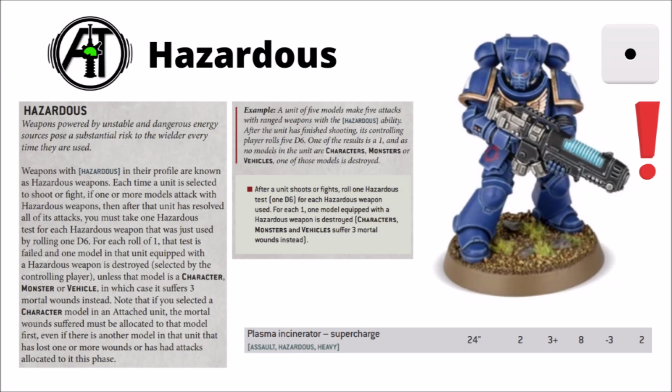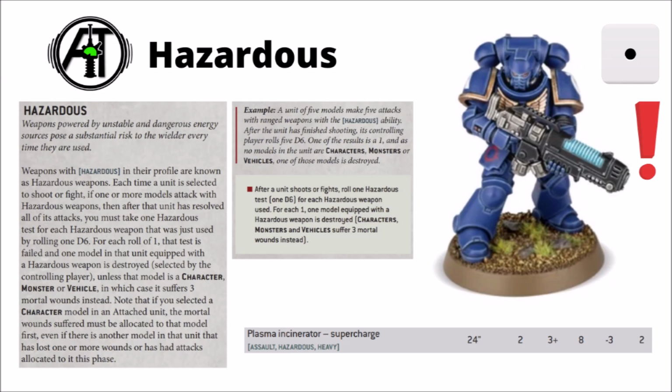For each one that you make, you roll a dice, and for each roll of a 1, either one model in the unit with a hazardous weapon is slain, or if the thing that's rolling is either a character, monster or vehicle with big multi-wounds, it instead suffers 3 mortal wounds. Really quite a big risk there, particularly if you're low on health and that's actually the difference between life and death. Often it's still definitely going to be well worth still using the hazardous profile though and overcharging your plasma.